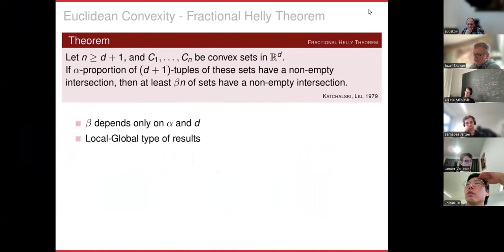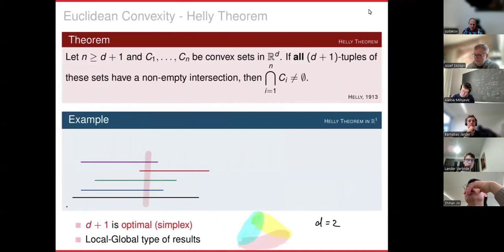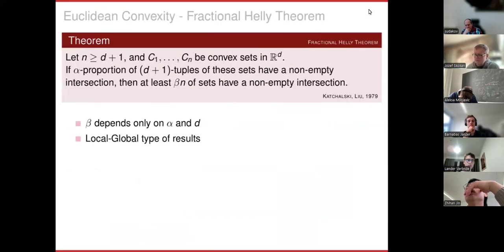Okay, so there exists a fractional Helly theorem, and it says the following. Again, I have convex sets in R^d, and I need to have at least d plus 1 of them. But now I no longer have the information that all of the d plus 1 tuples have non-empty intersection. I only know, let's say, that 99% of these d plus 1 tuples have a non-empty intersection. Then I can no longer conclude that all of them have a non-empty intersection, but this theorem still allows me to conclude that at least a beta proportion of all of them have a non-empty intersection. And the important fact is that this beta only depends on alpha and d.